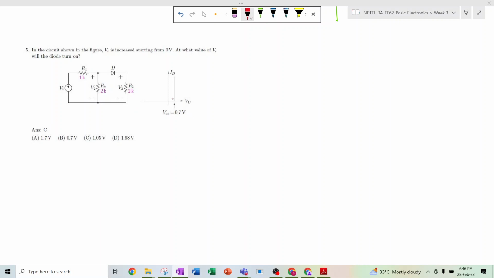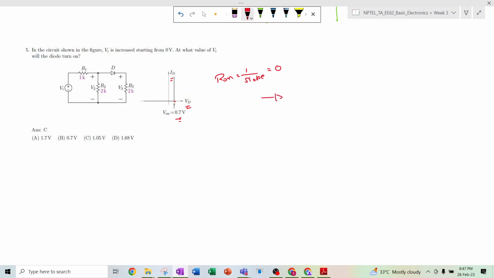Okay, so the next question: in the circuit shown in the figure, Vi is increased starting from 0 volt. At what value of Vi will the diode turn on? This is the characteristic of the diode. The cut-in voltage is 0.7 volt, and from this ID-VD curve we can calculate the on resistance of the diode. Here we can see that there is no slope, so the on resistance R on will be 1 divided by slope. So here the on resistance is 0, basically, right?